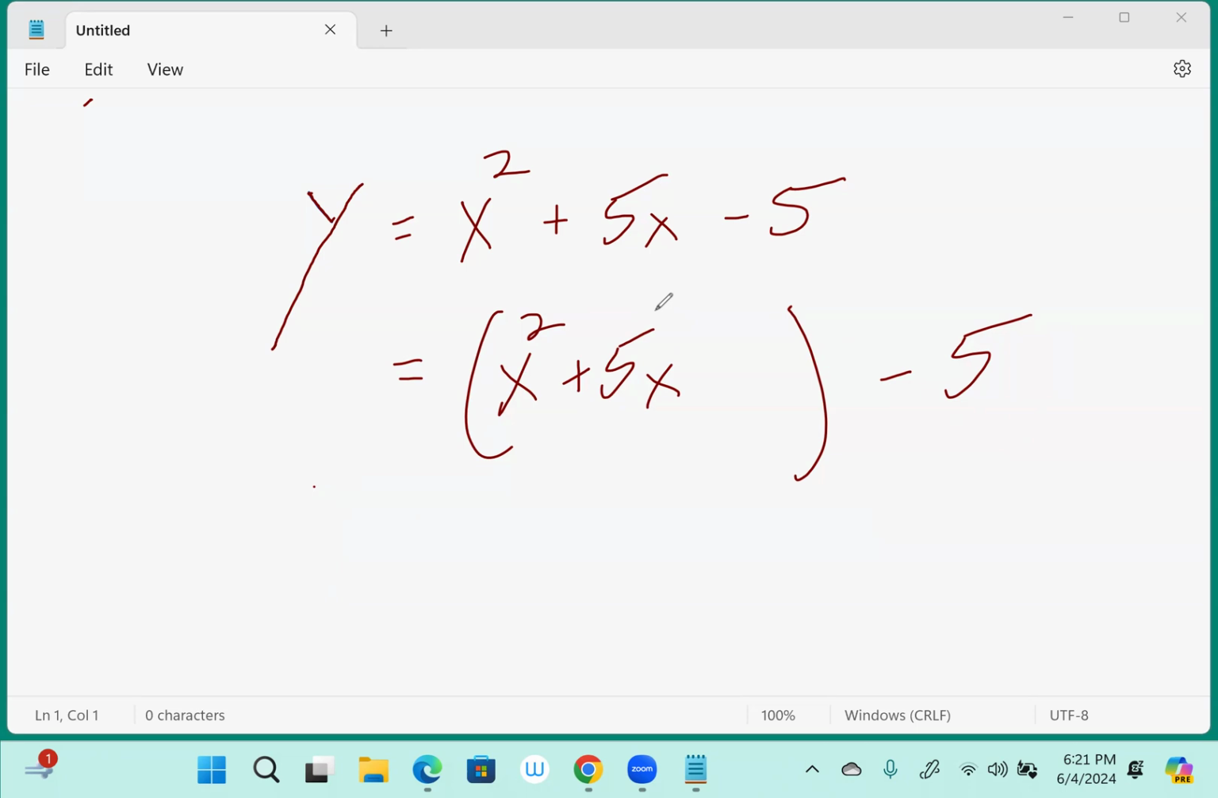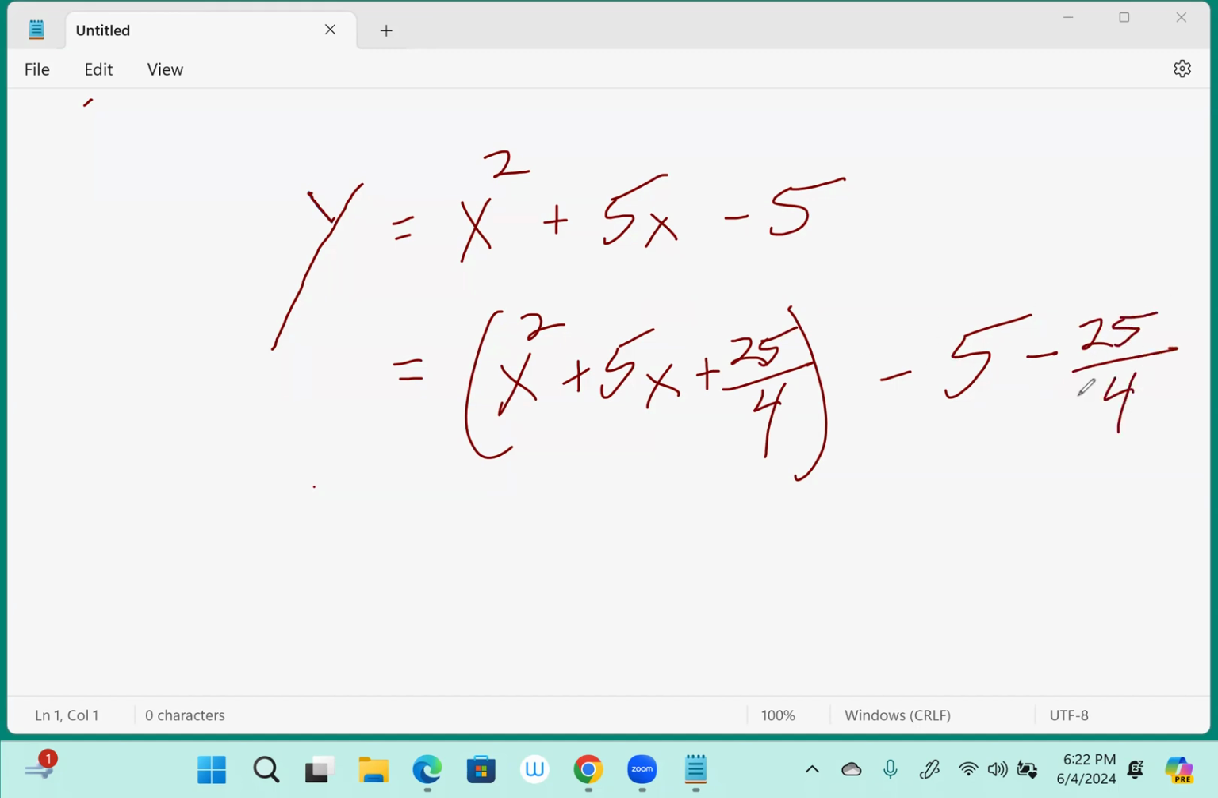The first thing you want to do is leave it as a fraction, because it's easier to square 5/2 than it is to square 2.5. You just have to square the top, square the bottom. 2.5, that's hard to square. So then 25/4. And it's always plus 25/4. And then 25/4 minus 5.